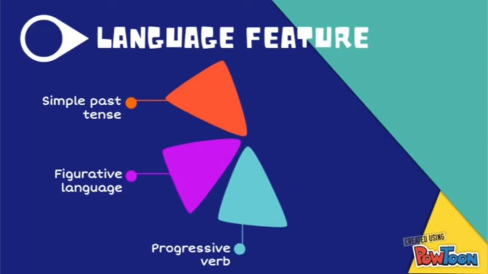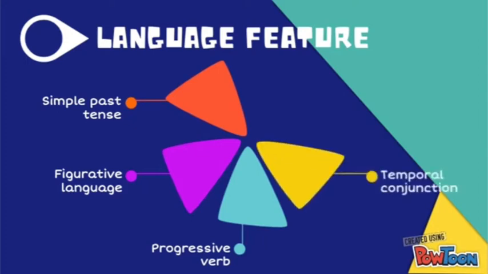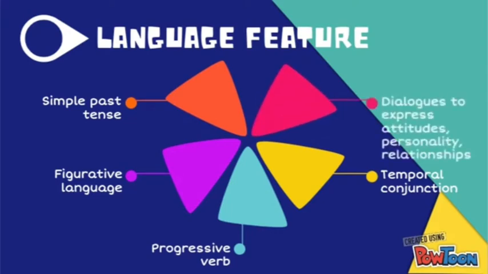And then, it also uses temporal conjunction because each sentence or paragraph is continuing each other. So there must be a connection between those paragraphs or sentences. And also, it uses dialogues to express attitudes, personality, and also relationships.